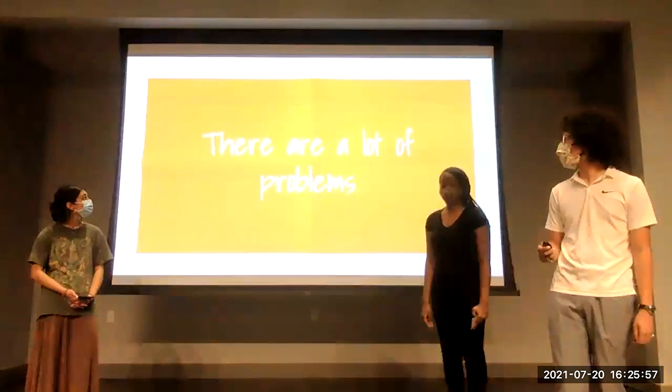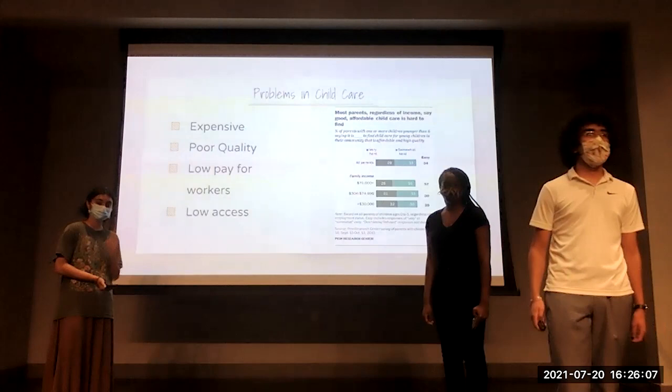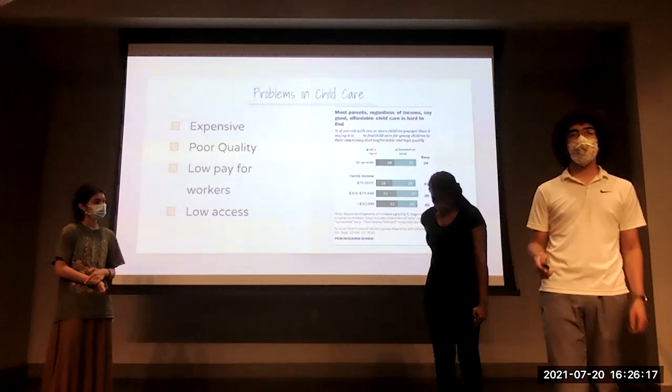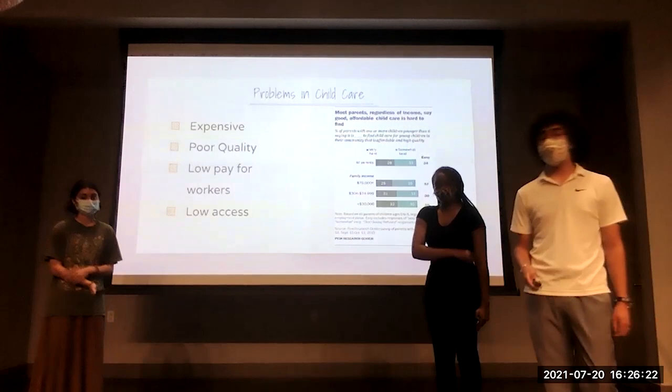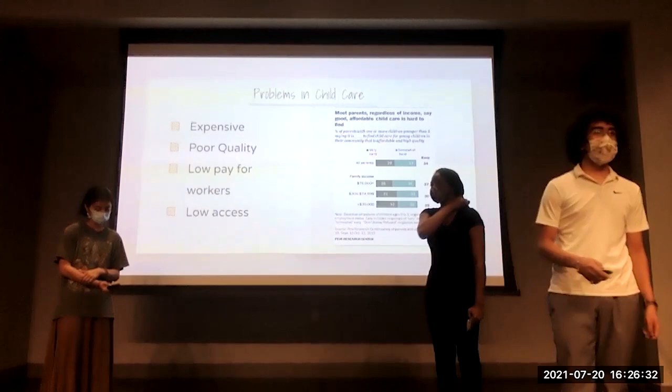But there are a lot of problems in our flawed system. So for the first thing, it's expensive. The Department of Health and Human Services said that it should cost no more than 7% of a family's income. But many working class families pay from 9 to 22% of their income, which is a lot. There's low access to good quality childcare, and workers are not fairly compensated for their hard work in the childcare system.